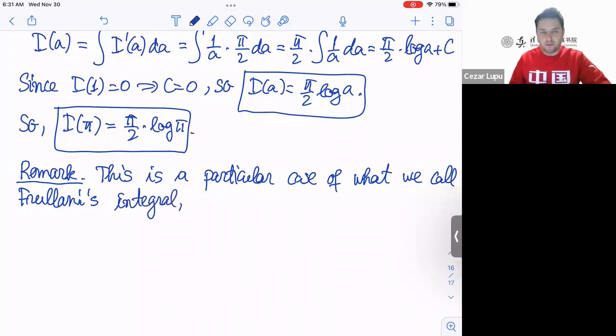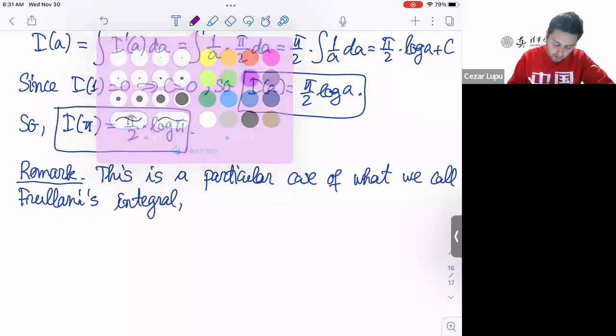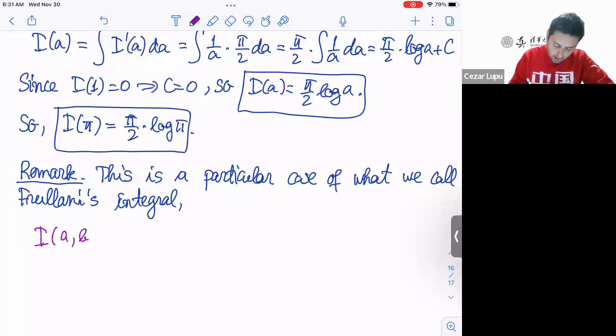In fact, I'm not going to prove it. Maybe I'll leave it to you. You can use Feynman's trick for this one as well. Just write it in this way. So Frullani's integrals are I of AB.